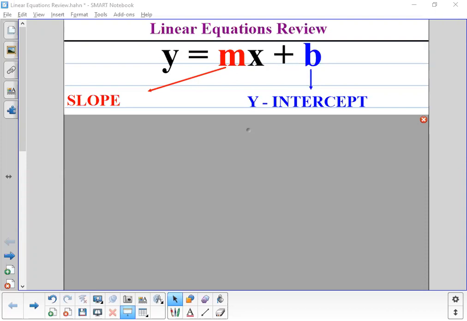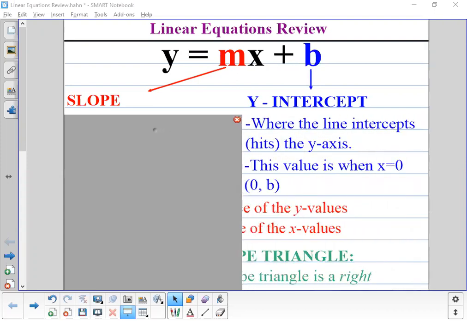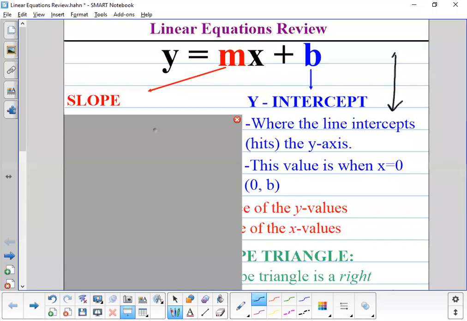All right, so let's talk about the y-intercept first. The y-intercept is where the line, the graph of the equation, intercepts or hits the y-axis. So if you remember, whenever we have a graph or a coordinate grid, you have two axes. You have your x-axis and your y-axis. The x-axis is the horizontal one, and the y-axis is the vertical one. So the y-intercept is where your line crosses that vertical axis, the y-axis.